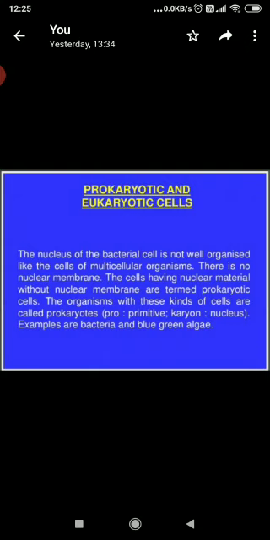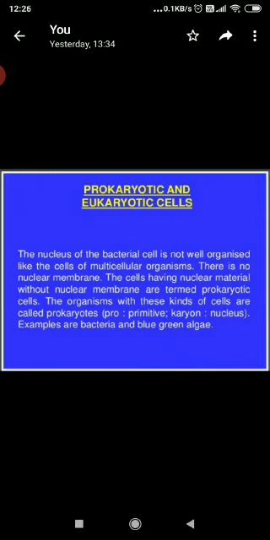On the basis of their nuclear organization and nuclear structure, cells have been classified into two categories: prokaryotic cells and eukaryotic cells. So what are prokaryotic cells? The cells which do not have a well organized nucleus due to the absence of nuclear membrane are called prokaryotic cells. The organisms with this kind of cells are called prokaryotes. For example, bacteria and blue-green algae.